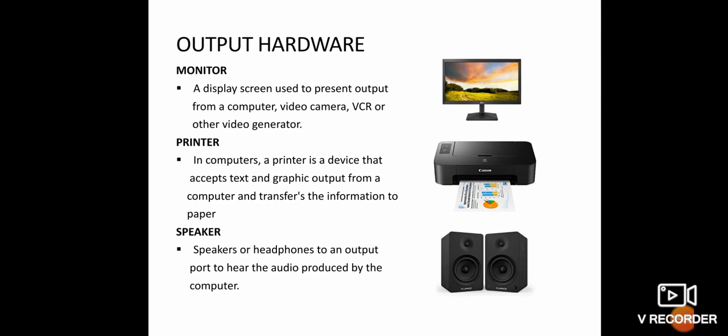Then we have a printer. The printer converts the soft copy of the data, that is the digital form of data, into a printed document. It accepts text and graphical output from a computer and transfers the information onto paper. Then you have the speaker. It is an output port to hear the audio produced by the computer.